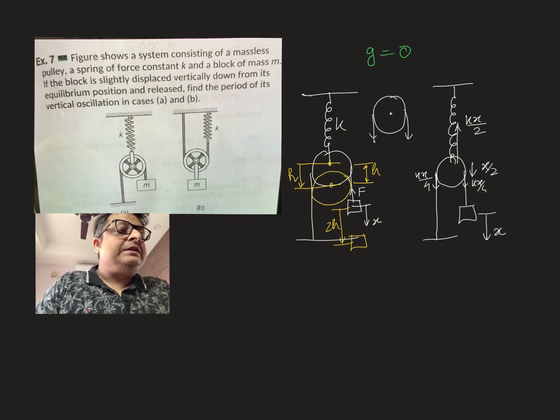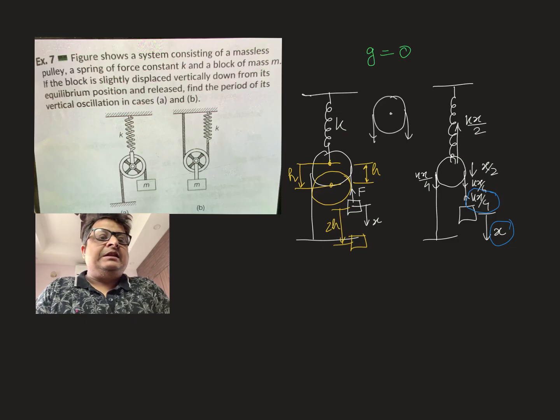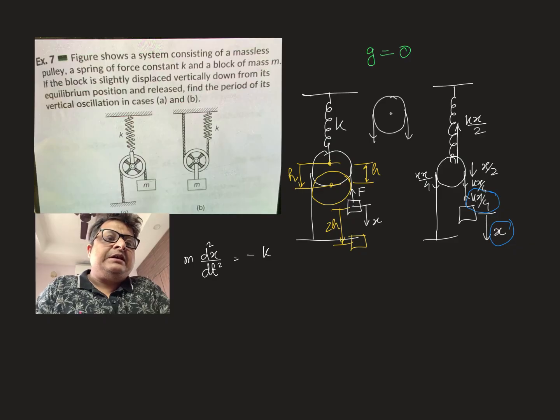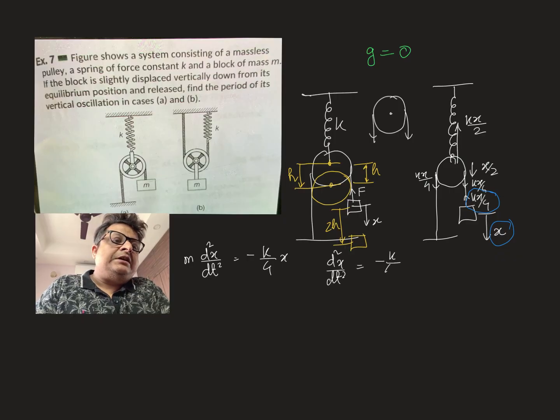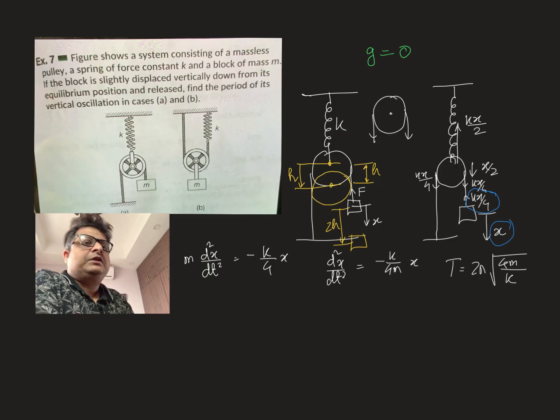So the net thing is that if you displace this block down by x, there is a force kx by 4 which is acting. That means I can write that mass times acceleration is minus k by 4 x. Therefore acceleration equals minus k by 4m into x. So the time period, as you know, is 2 pi root over of 4m by k. This is for the first problem.